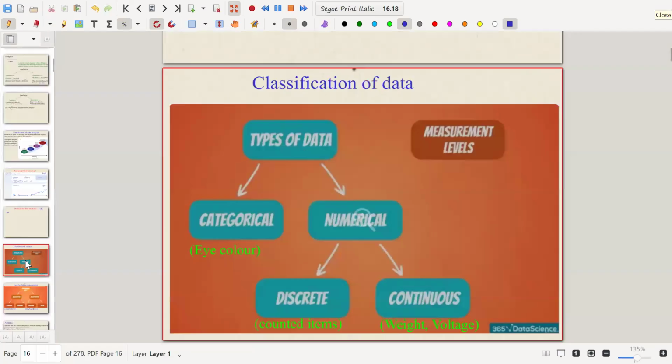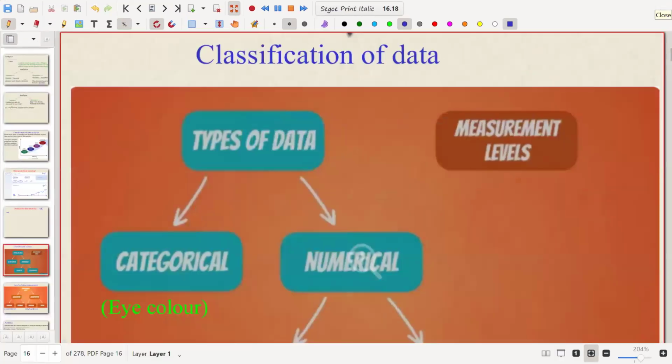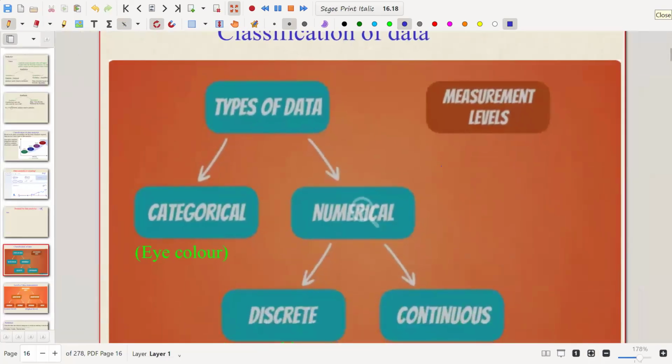Okay, let's begin with the classification of data now. Okay, so with a bit of a break, we can start here. Okay, so take care of your things.